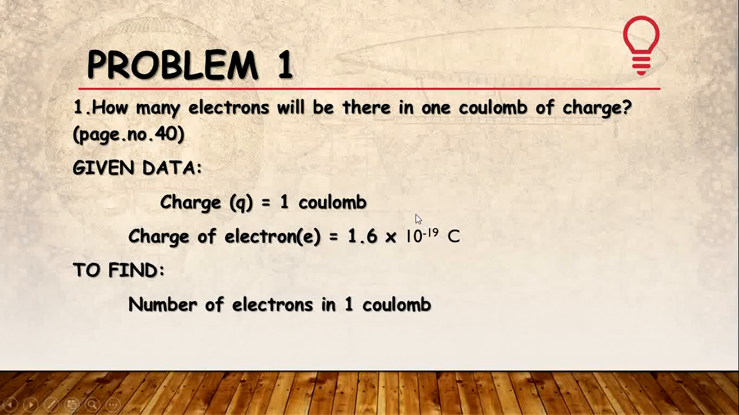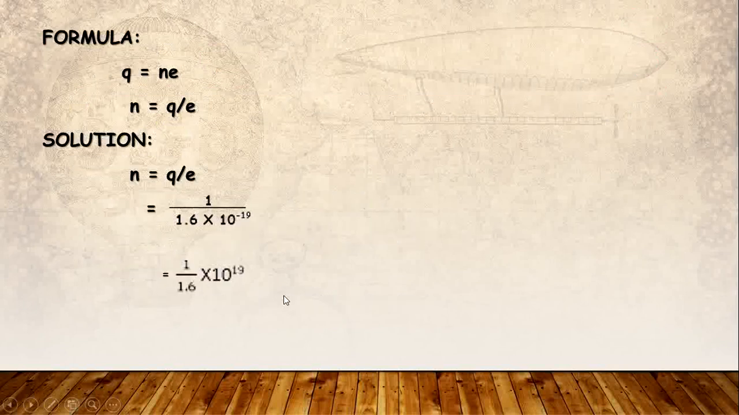The value of electron charge is given in your book in page number 39. The charge of an electron, represented as e, is the fundamental unit with a charge equal to 1.6 into 10 power minus 19 coulomb. That value we have to use here. Now we have to find out the number of electrons in 1 coulomb. Formula: Q is equal to Ne. From this we have to find out the number of electrons. So N is equal to Q by e.